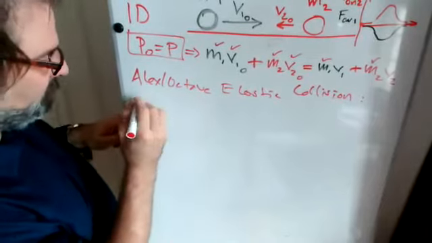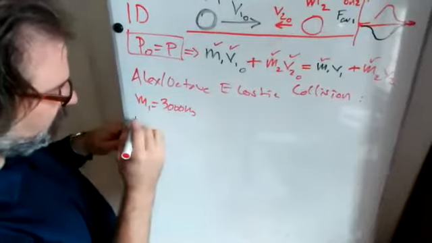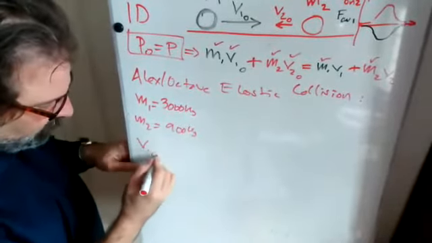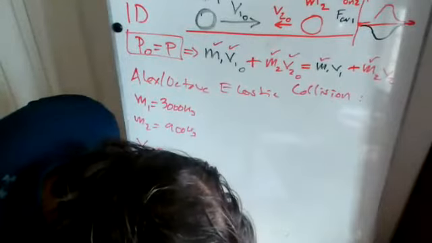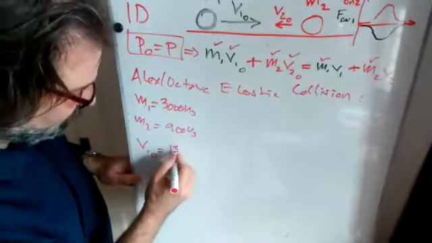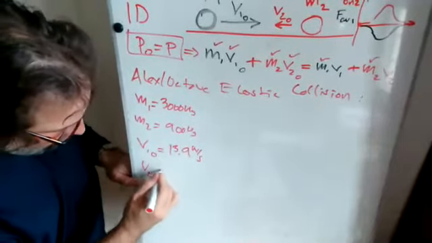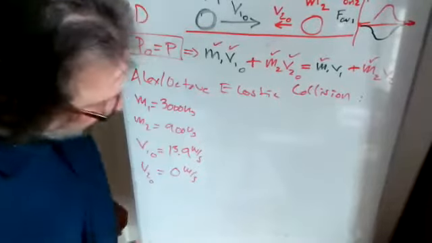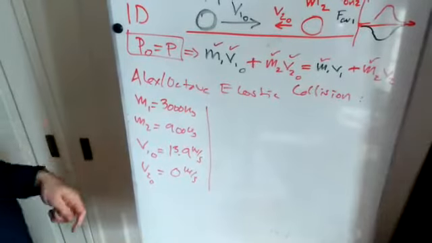We had M1 is equal to 3,000. We had M2 equals 900. We had V10 is equal to 13.9 meters per second. And we had V20 equals 0. Cool. That's our starting point, and we can now go and write this into our equations.